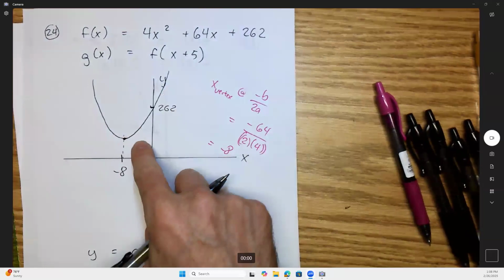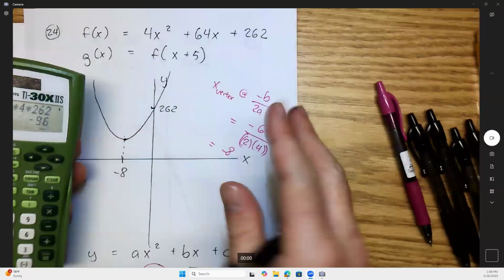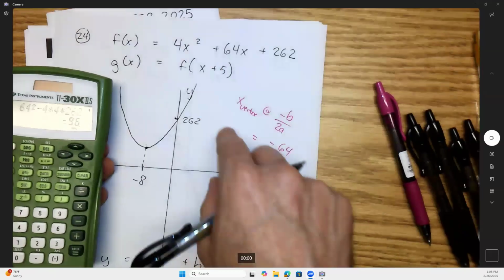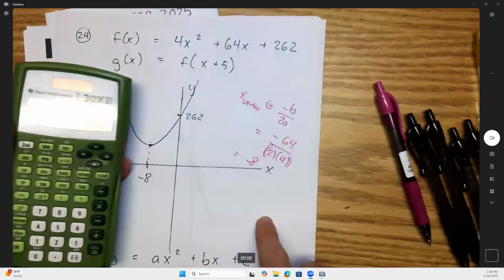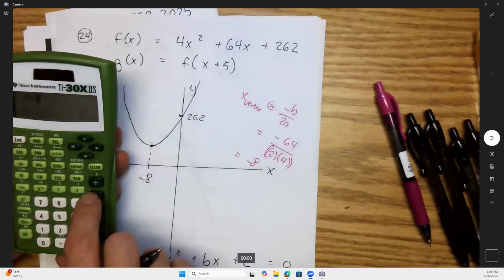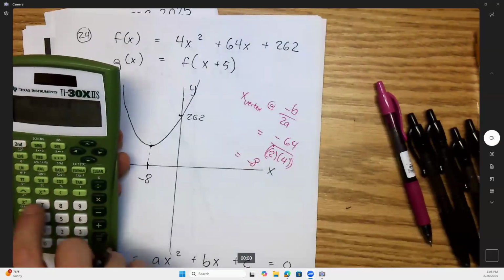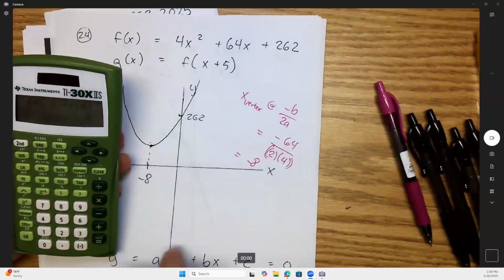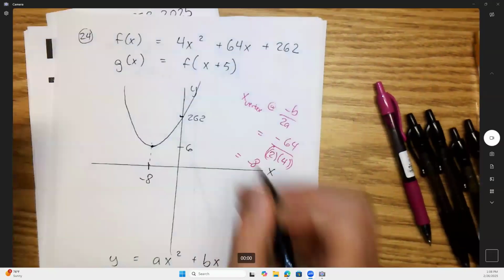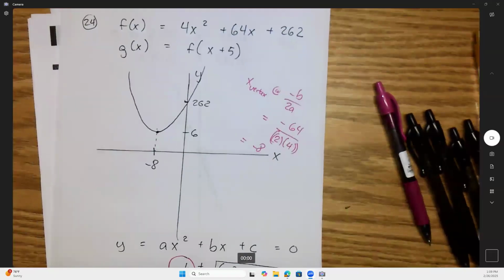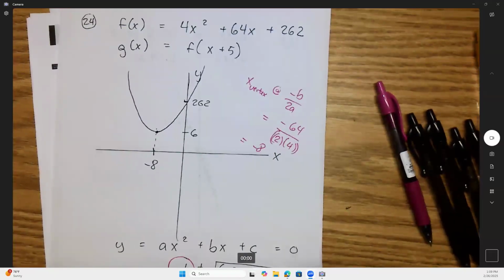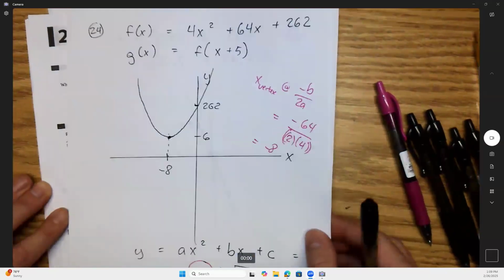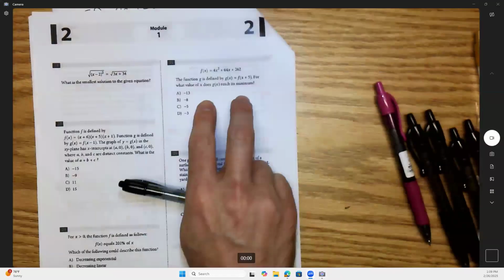Actually, let me prove to you guys that this is positive. I haven't done this yet, but we're about to. I have to get a positive number because I'm making the case that the parabola has to be above the x-axis. So 4 times negative 8 squared plus 64 times negative 8 plus 262. Yep, it's 6. Which doesn't matter so much to this question, but there it is if you wanted it. That's good? Okay. All right, everyone good so far.